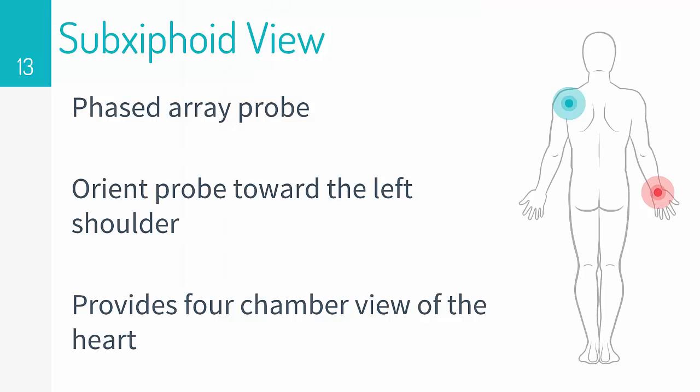So next we're going to discuss the subxiphoid view. This is going to be the same phased array probe we were using earlier, and it's going to be placed in the subxiphoid space, pointing towards the left shoulder. This is the same cardiac view as used in the FAST exam, which we should all already be familiar with. This view provides a 4-chamber image and is useful for assessing for pericardial effusion.